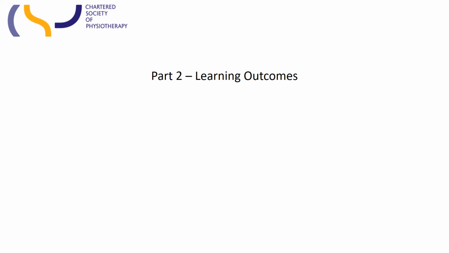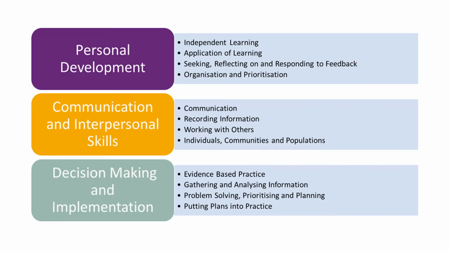Part 2 of the CPAF are the learning outcomes. There are 12 learning outcomes, and these have been grouped into 3 lots of 4 under the headings of personal development, communication and interpersonal skills, and decision-making and implementation.